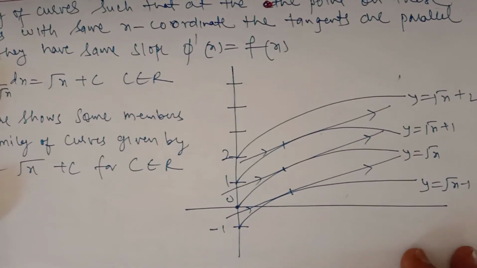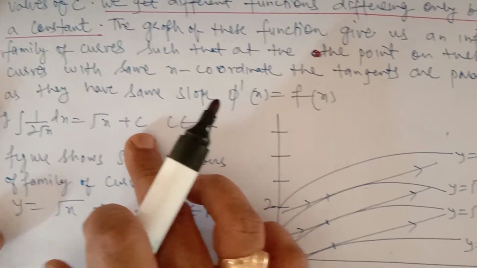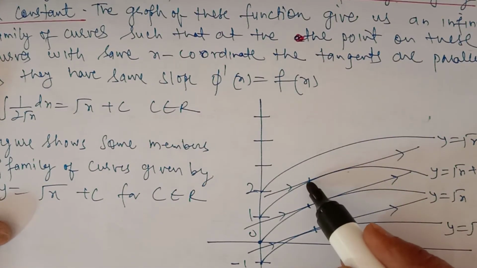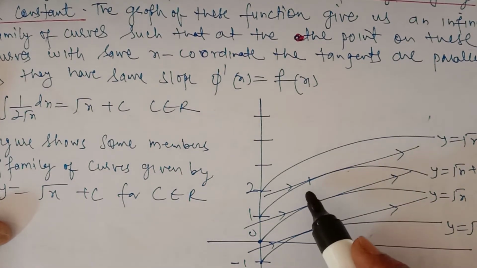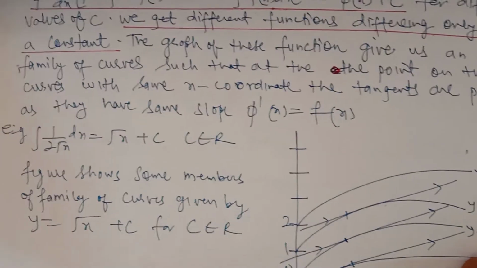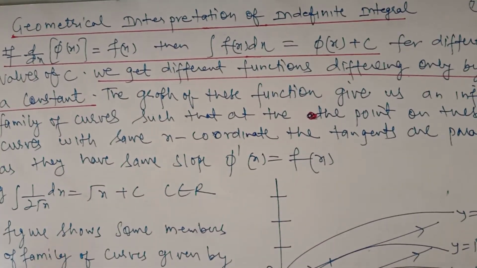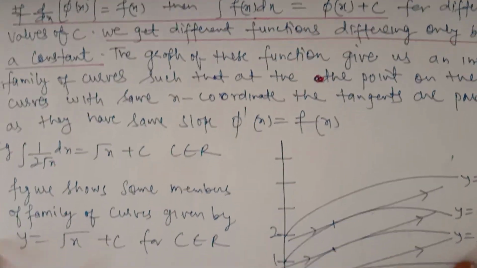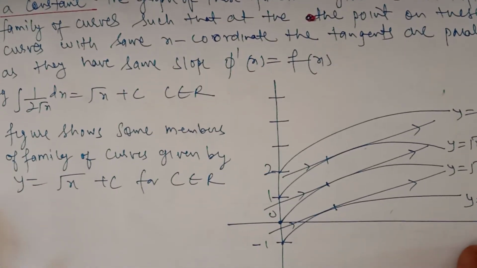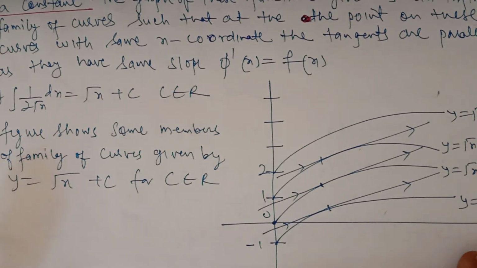It means we are getting an infinite number of curves for these infinite values of c, and if we draw tangents to these curves, they will be parallel to each other. So that is why this integration is known as the indefinite integral, because we'll get an infinite number of curves for the different values of the constant of integration, which we call an arbitrary constant.